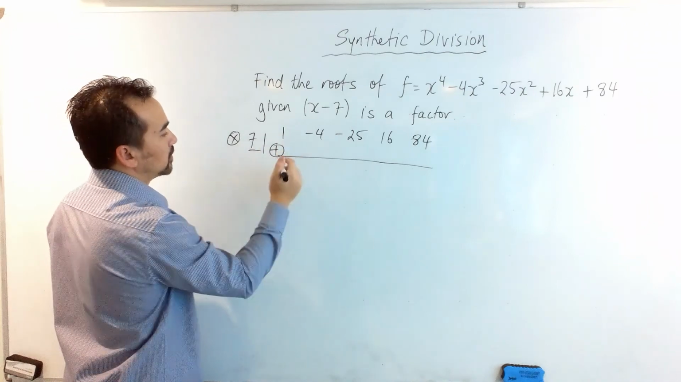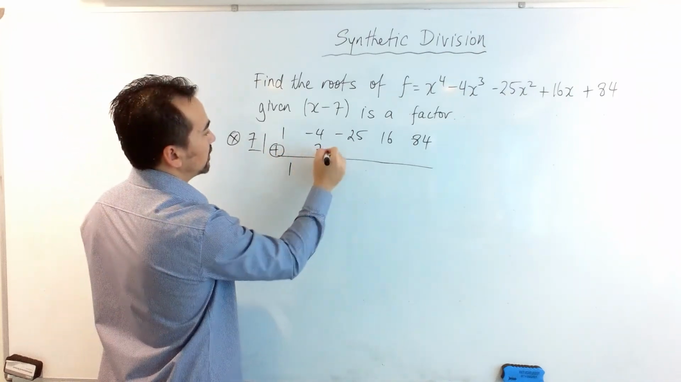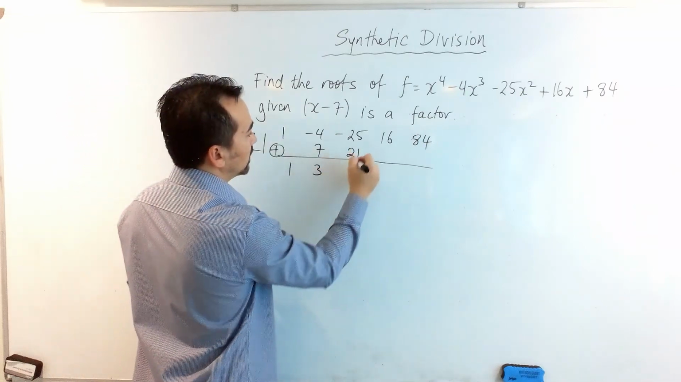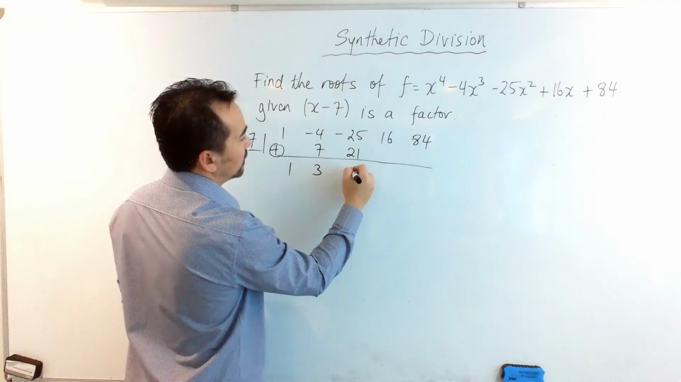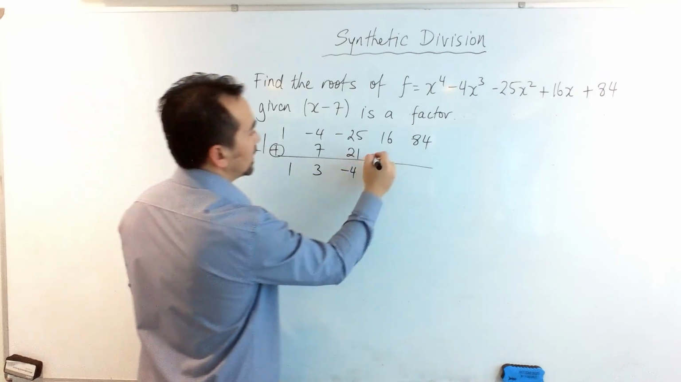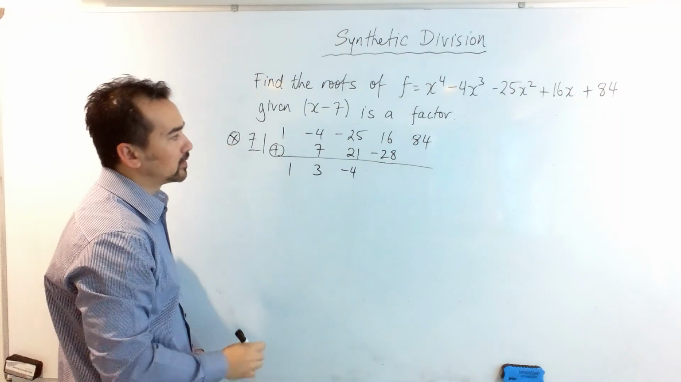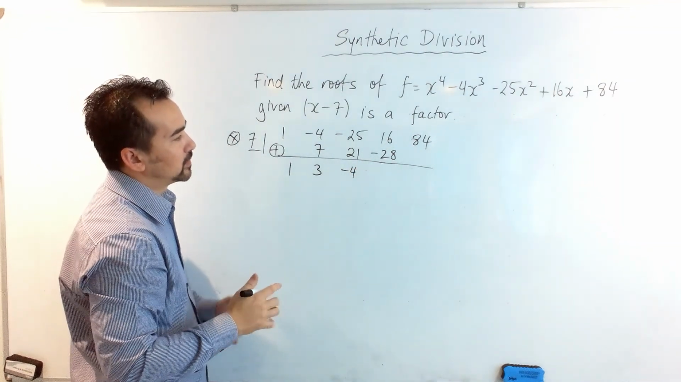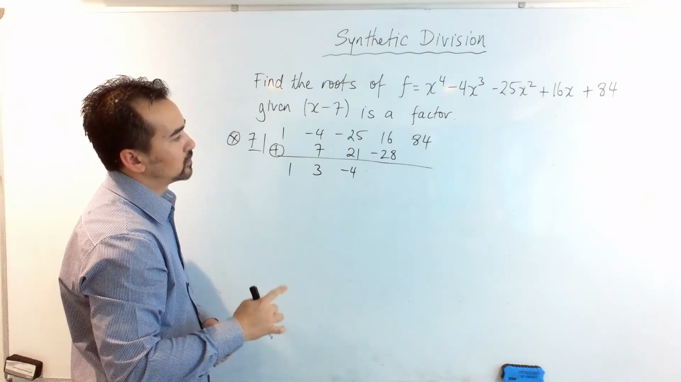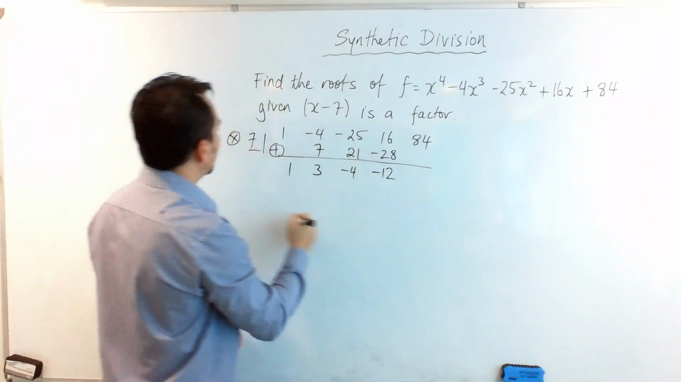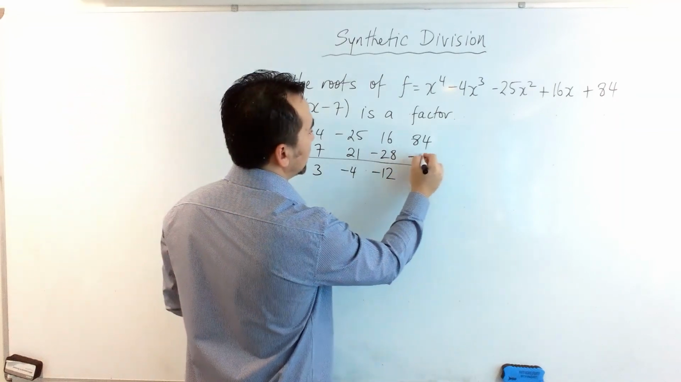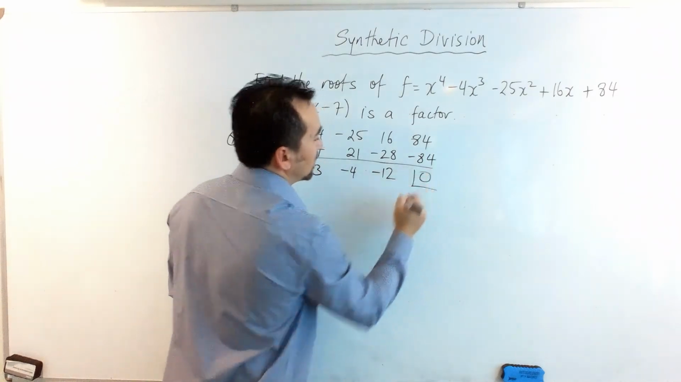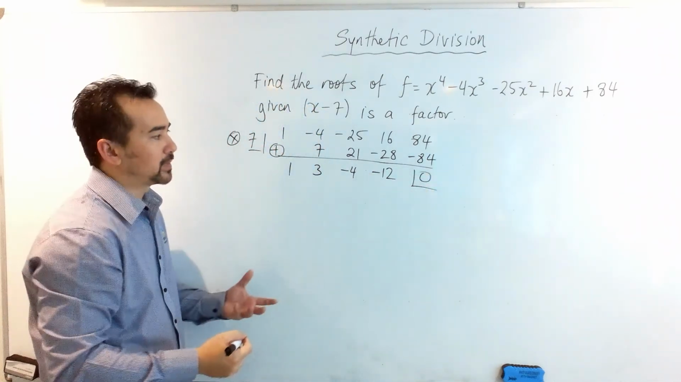So 1 plus 0 is 1, times 7 is 7, add them, we get 3, times 7 is 21, add them, we get negative 4, times 7 is negative 28. Now, negative 16 plus negative 28 is going to be negative 12, and 7 times negative 12 is negative 84, which is a good sign that we've done it right, because this is coming out to be 0, which is what we expect.